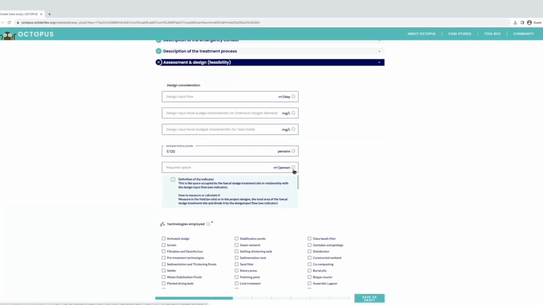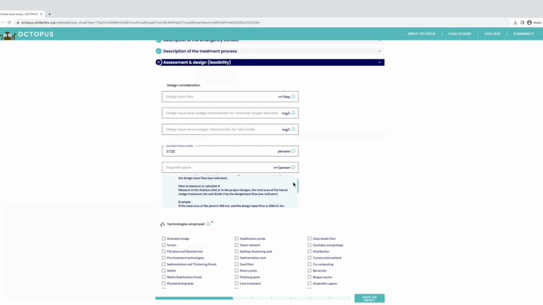Next, we enter the space required by the treatment plant site in relation to the design input flow, expressed in square meters per cubic meter of the treatment capacity. The methodology is provided by clicking the green information icon within the text input box.